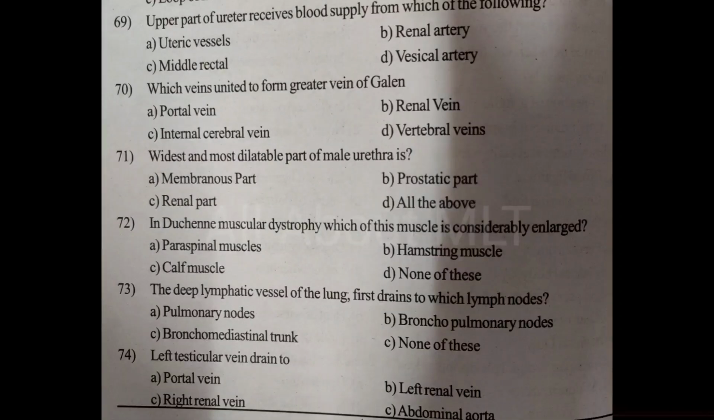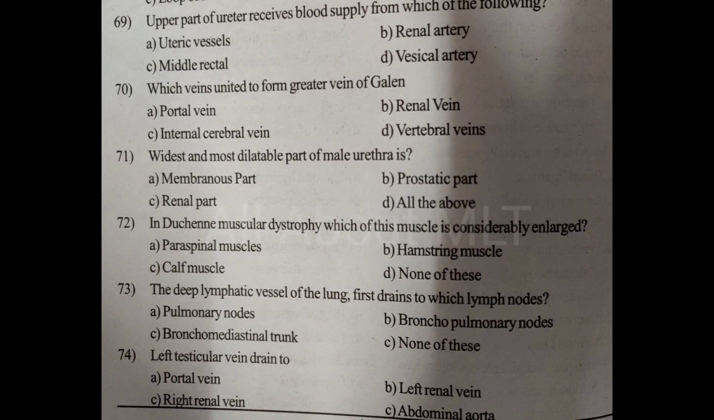Upper part of ureter receives blood supply from which of the following? Option A, ureteric vessels. Option B, renal artery. Option C, middle rectal. Option D, vesical artery. Answer is option B, renal artery.